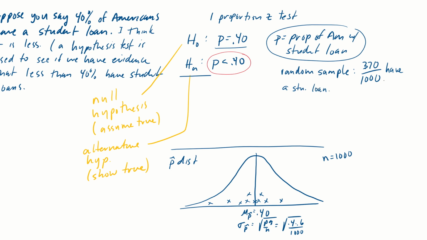Okay, and that would be 37%. Okay, so there's my sample. We call that p hat equals 0.37. So my sample is down here at 37%, 0.37. Okay, so now the question is, is that evidence?